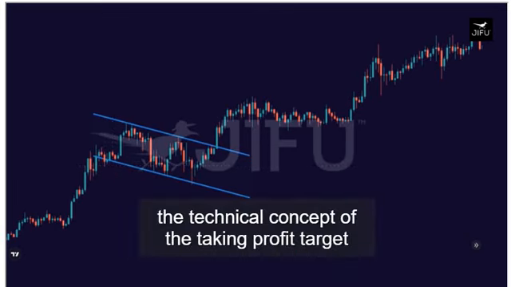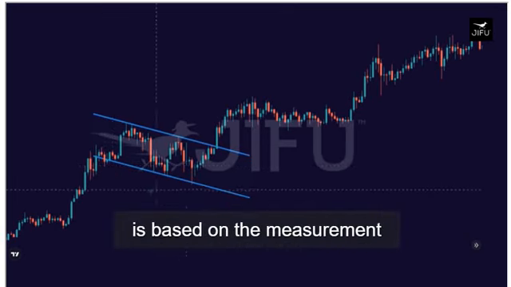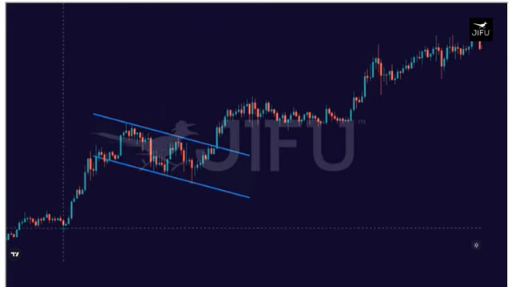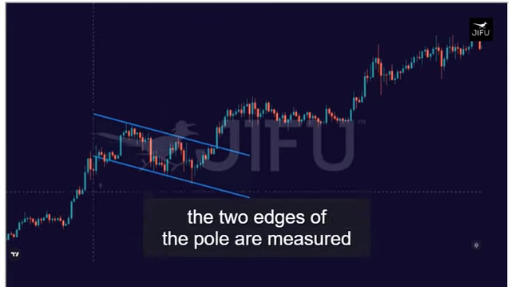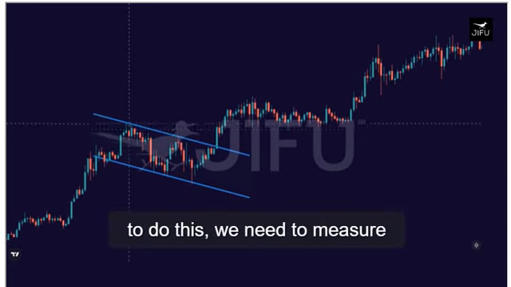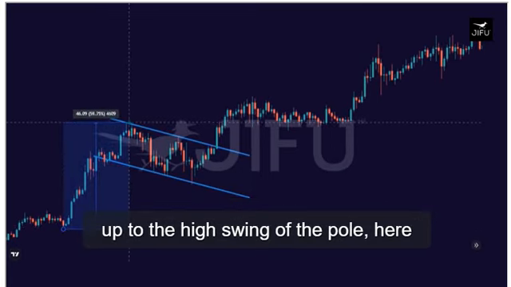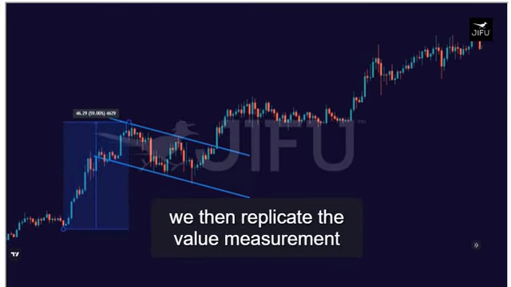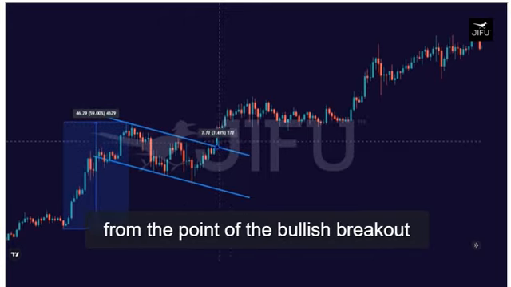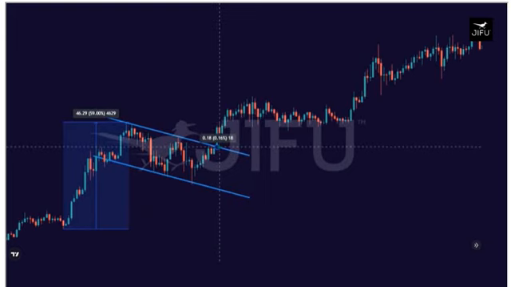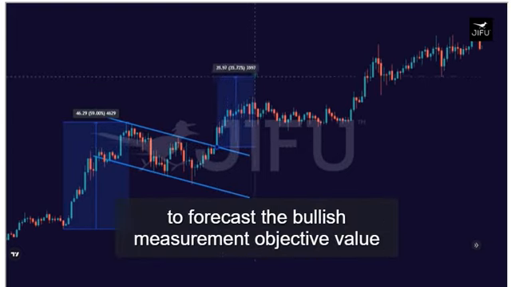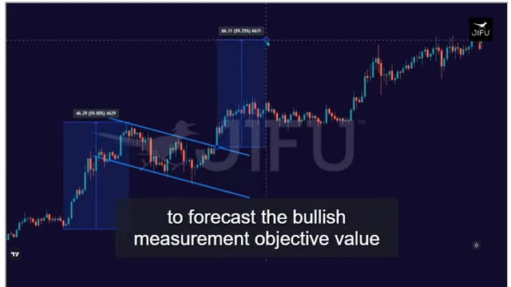The technical concept of the taking profit target is based on the measurement objective of the bullish flag. The two edges of the pole are measured. To do this, we need to measure from the starting point of the pole, from the low here, up to the high swing of the pole here. Next, we then replicate the value measurement from the point of the bullish breakout of the flag pattern here, all the way up to forecast the bullish measurement objective value.